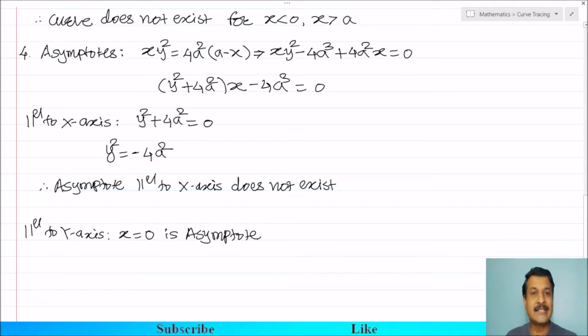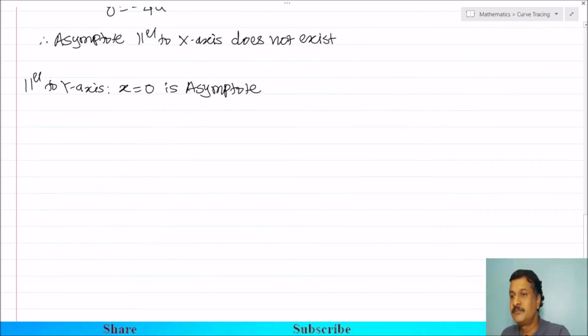Now in that asymptote, the third point is oblique asymptote. But note that we have to find oblique asymptote only if in the equation the power of x as well as the power of y is greater than or equal to 3. Note that again, the power of x as well as the power of y in the given equation of curve is greater than or equal to 3, means both. Then only you find oblique asymptote, otherwise not.